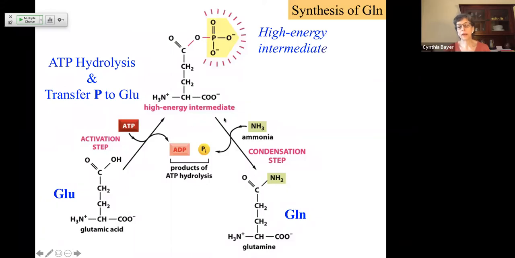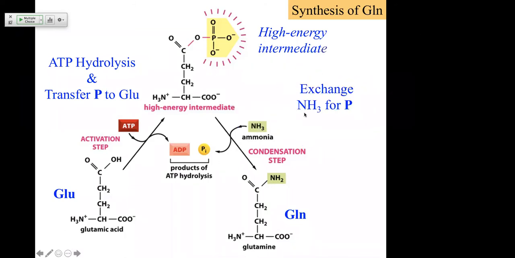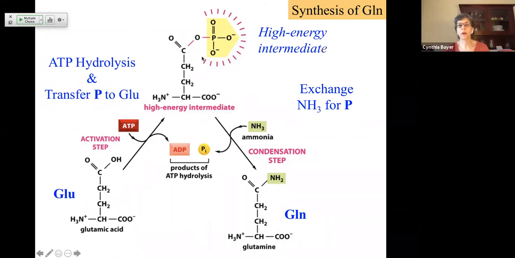and that more chemically reactive high energy intermediate is now more likely to be able to interact with ammonia and replace the phosphate group on this carbon with an amine group. In our second step, our condensation step, exchanging the amino portion of the ammonia for the phosphate on the high energy intermediate. And we end up with our glutamine. Right? Replace the hydroxyl on that carbon with an amine group via the phosphorylation step.